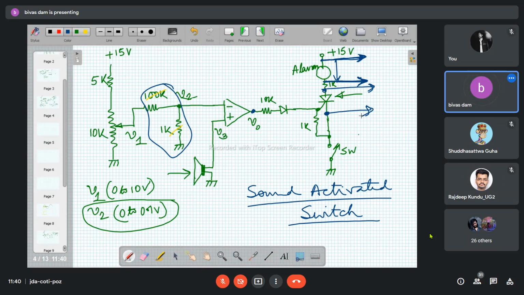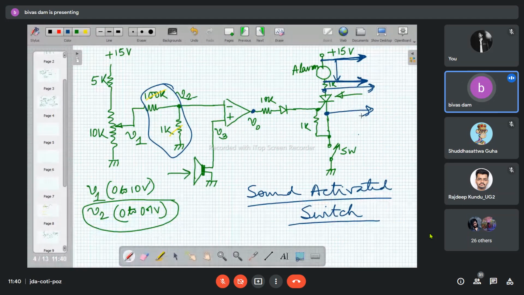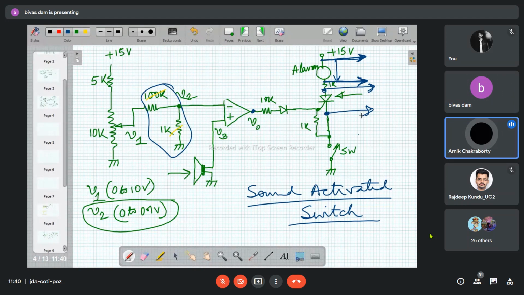Okay, fine. Now let me go back. Let me close the switch SW. And before closing the SW, I move the... Sir, which two terminals will be shorted? Not this one. Of the SCR. Okay, okay.